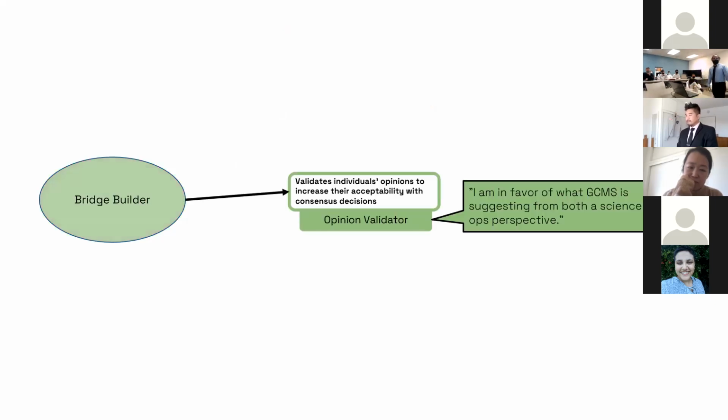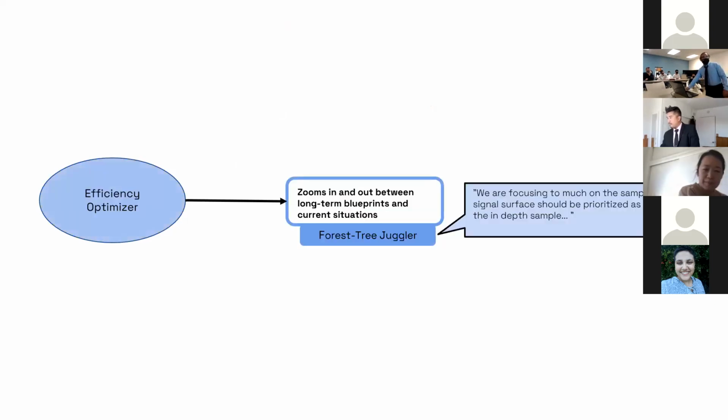Next we'll go to bridge builder, with one of the functions being opinion validator, which validates individuals' opinions to increase their acceptability in consensus decisions. This is a quote from one of our participants: "I am in favor of what GCMS is suggesting from both a science and ops perspective." So bridge builder is like having those two perspectives of science and engineering, but being able to validate their reasonings. And lastly, we have efficiency optimizer.